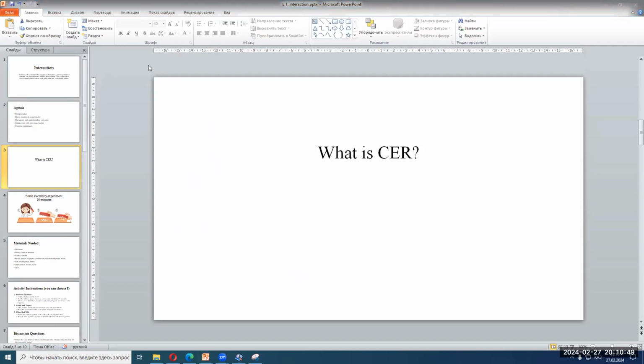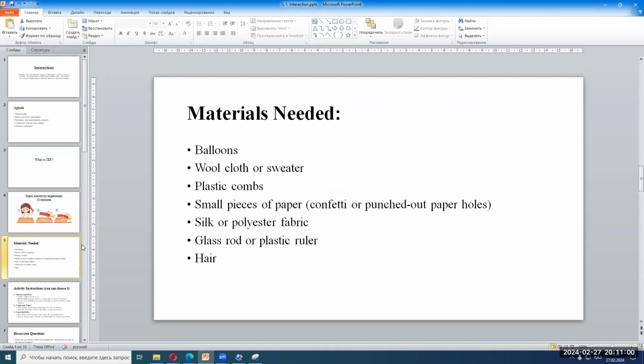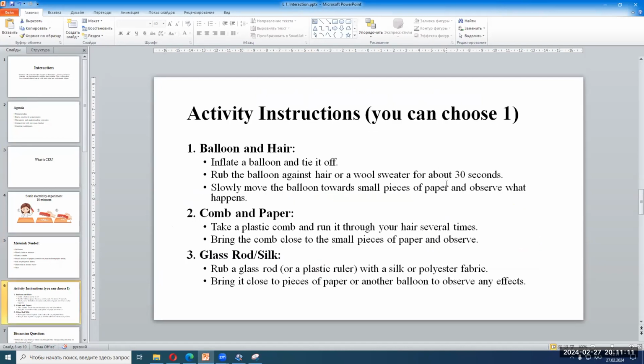All answers are correct. And then we will do some static electricity experiment and what materials we need: balloons, wool cloths or sweater, plastic combs, small pieces of paper, silk or polyester, glass, hair. Actually, there are three activities, but we will choose one, and I will show you one of them. Let's see, yeah. I have a small piece of paper. Each of you can take a paper, just cut it, and divide it into small parts.